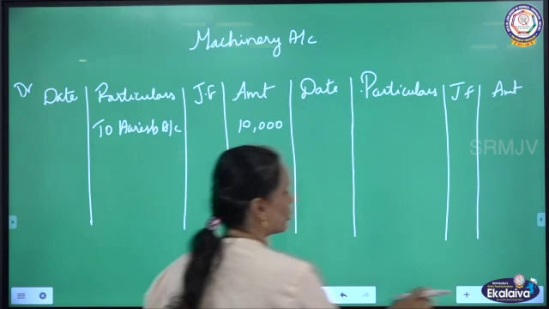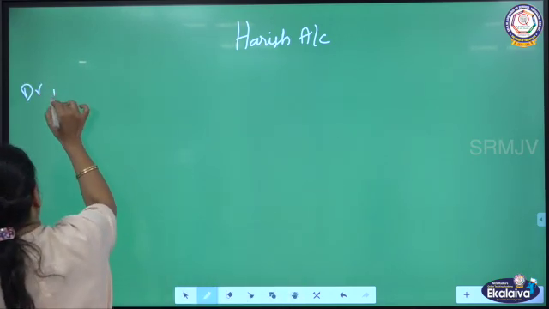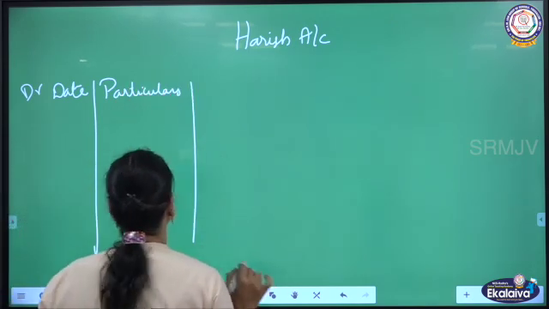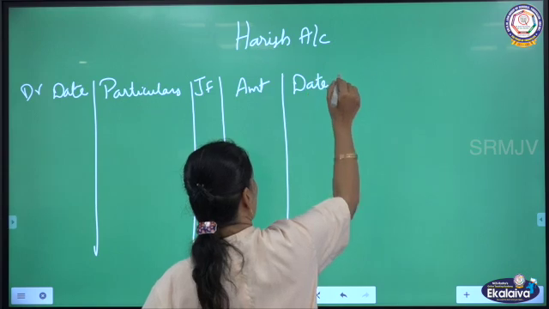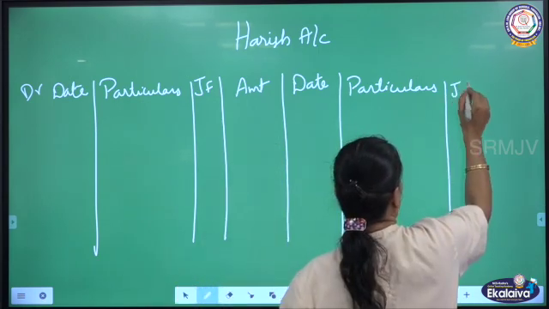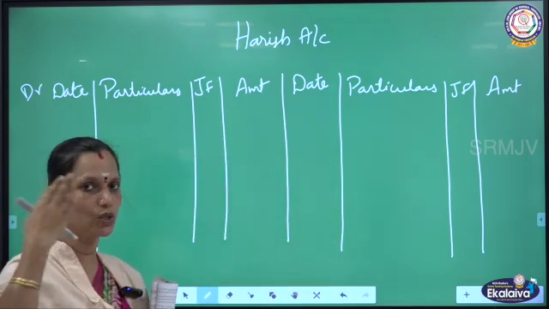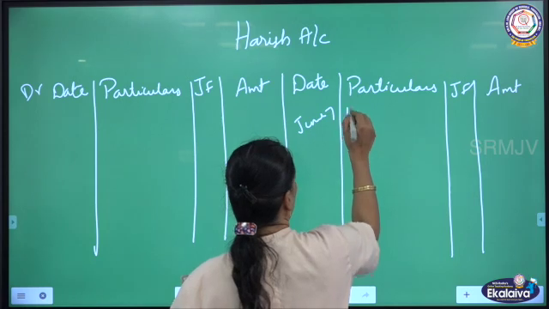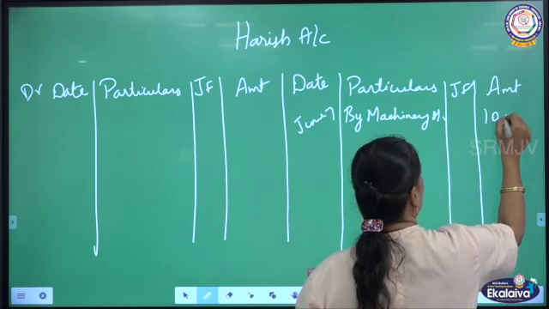Again, what am I going to open? I am going to open a Harish account. So, Harish account, date, particulars, same way, date, particulars. So, machinery account to Harish account, isn't it? So, machinery should go to the credit side. So, on which date did he buy? June 7, isn't it? So, by machinery account, how much? 10,000. Like that you have to write.